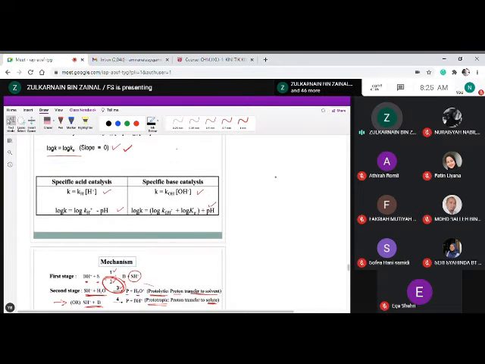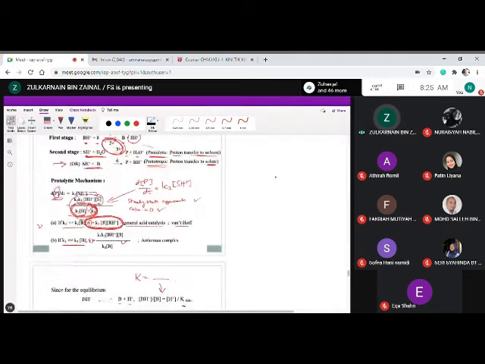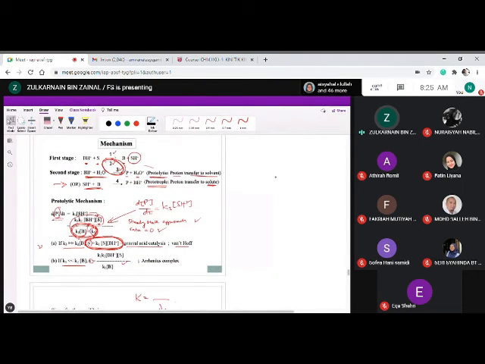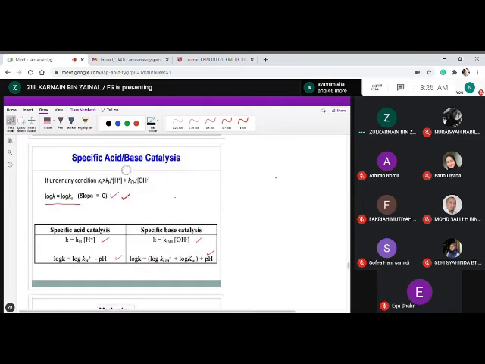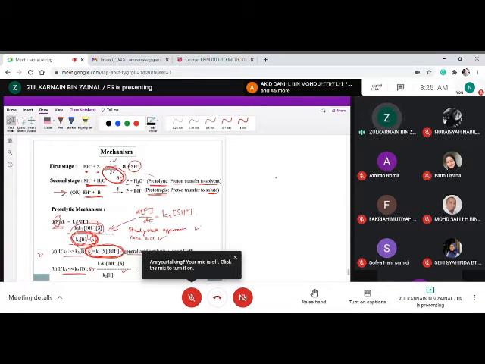Okay, and then specific base catalysis, just to summarize, and then the mechanism. I've shown you this one. This is the mechanism. We have seen this in the case of acid-base catalysis. You can see that if we have SH plus as the acid here, right?